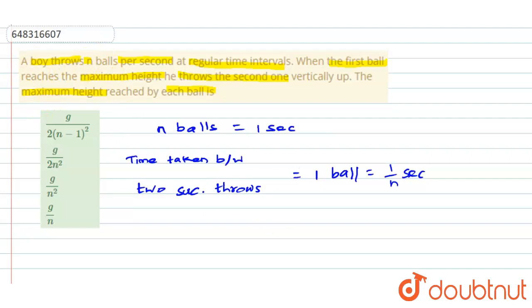So the maximum height, I am taking as h max, equal to u square by 2g. Here we don't know the initial speed. So we have to find the initial speed by using the kinematic equation of motion.